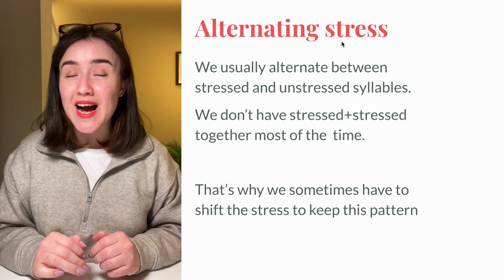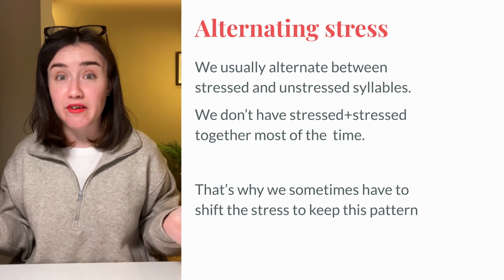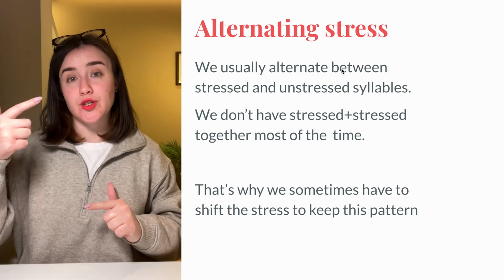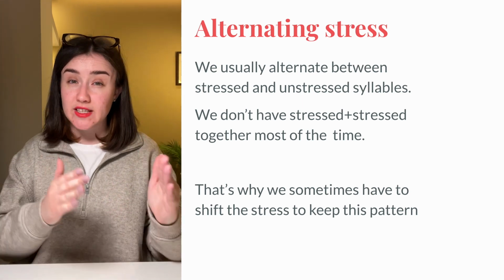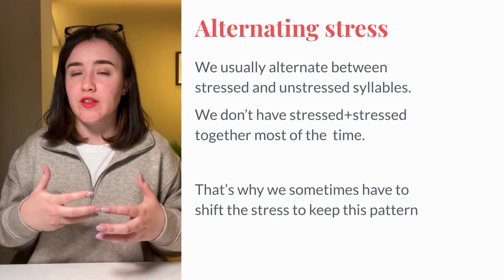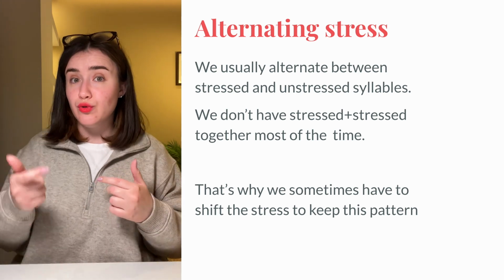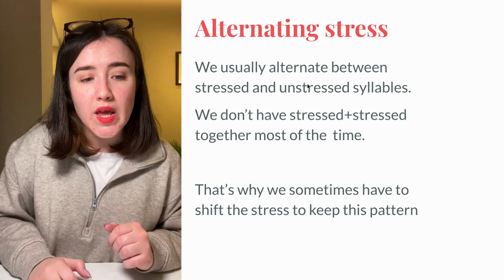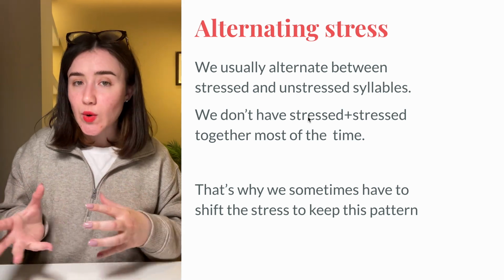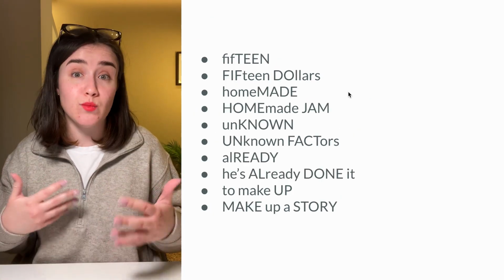So sometimes we alternate stress because we need it for whatever reason. We need to alternate between stressed, unstressed, stressed, unstressed. It's pretty hard to have several stressed syllables together because you spend all your energy on the first one and then you have no energy left for the second one. So most of the time we don't have stress, stress, stress together. And that is why sometimes we have to shift the stress a little bit so that it feels more natural.